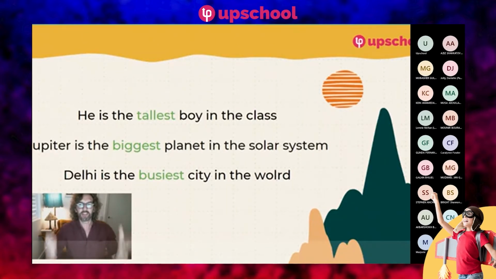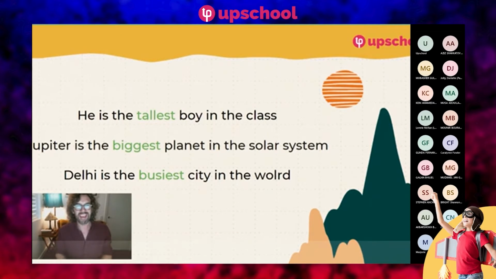So he is the tallest boy in the class. Green word is tallest, and that is the superlative. It means you cannot get taller than the tallest. There's no taller. There's nothing taller than the tallest, and this is the superlative. It means the maximum level.